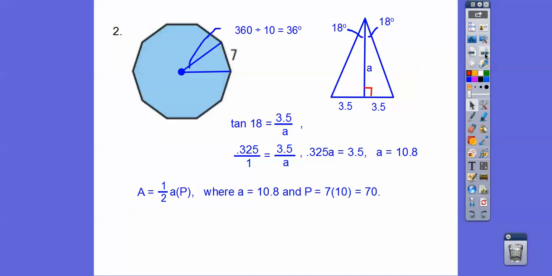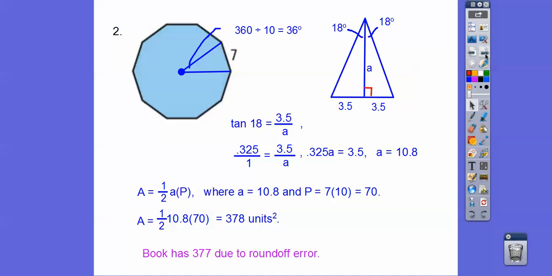Okay, so the perimeter is easy, 7 times 10, there's 10 sides. So let's go ahead and just plug it in. So 1/2 a times the perimeter right there, and we get 378 units squared. So again, due to round off error, we get 377.